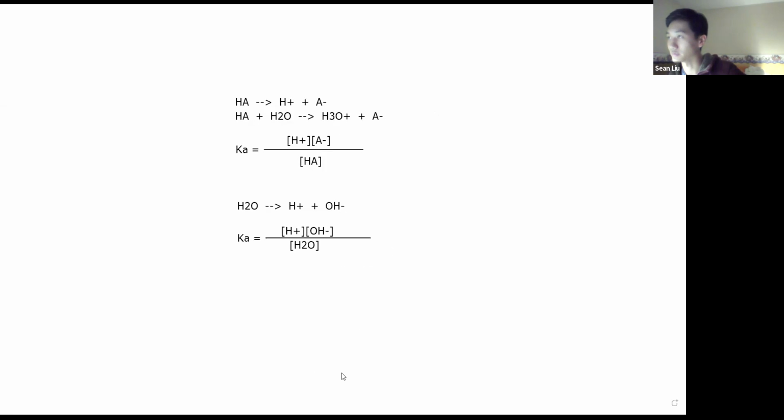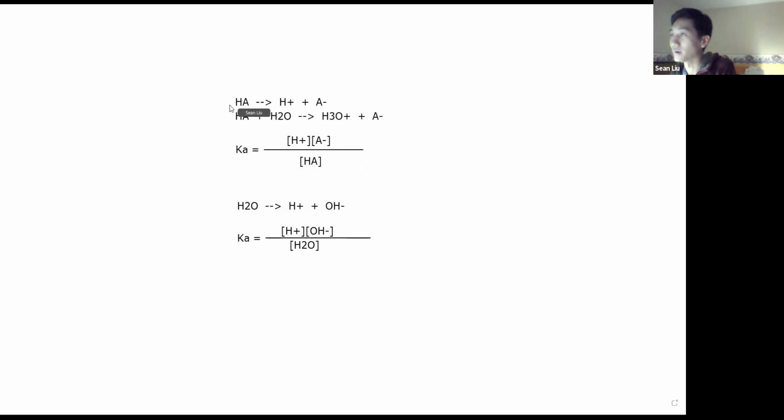Larry says acid plus water. Yeah, basically the main difference between these two is that there's a water existing here, and then the water is what is absorbing the H plus. So then we have this thing called H3O plus, hydronium ion. We talked about this, I think two weeks ago.